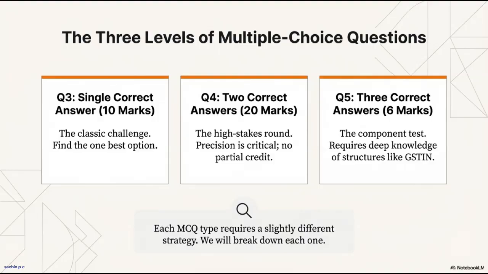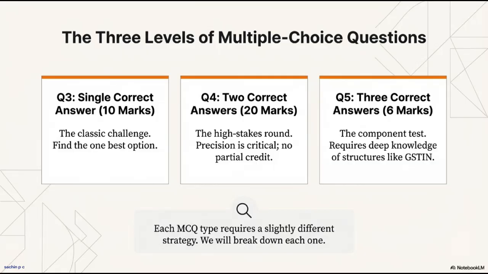Exactly. Then you have Q6, match the following. A quick 4 marks. It's a classic pairing test: match the technical term with its correct use. The strategy there is just about confidence, I imagine. Match the ones you know for sure first. And use elimination for the rest.